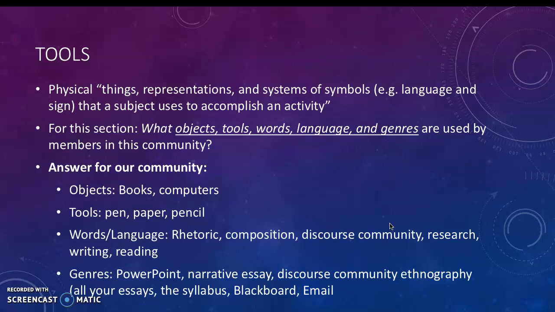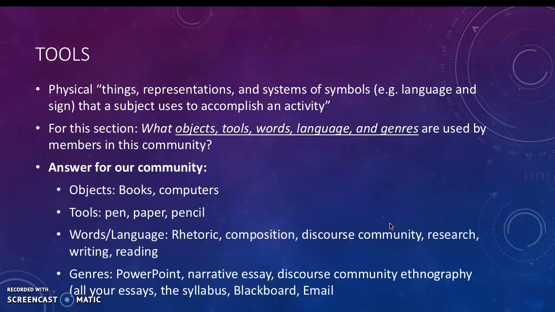Words, language that you hear that lets you know you're in English 1301. Well, the word rhetoric, composition, this week, discourse community. Coming up soon is research, writing, reading, narratives. Genres itself is a word or language. Anything that you hear and you know you're in English 1301 and not in your math class.